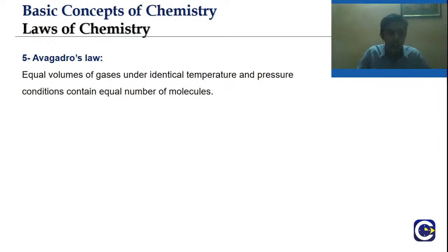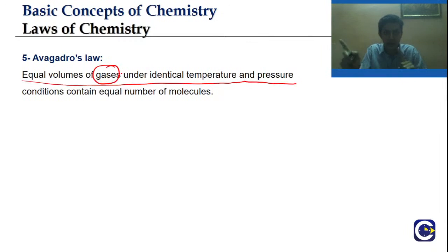This law was proposed long back, but then it was getting so much opposition from Dalton's law. What does that law say? Note it down. Equal volumes of gases under identical temperature and pressure conditions contain an equal number of molecules. So volume and number of molecules are related in the case of gases. That's what Avogadro's law says.